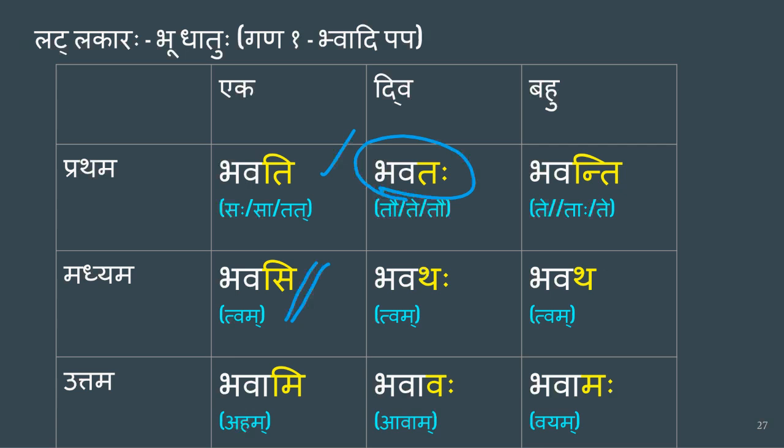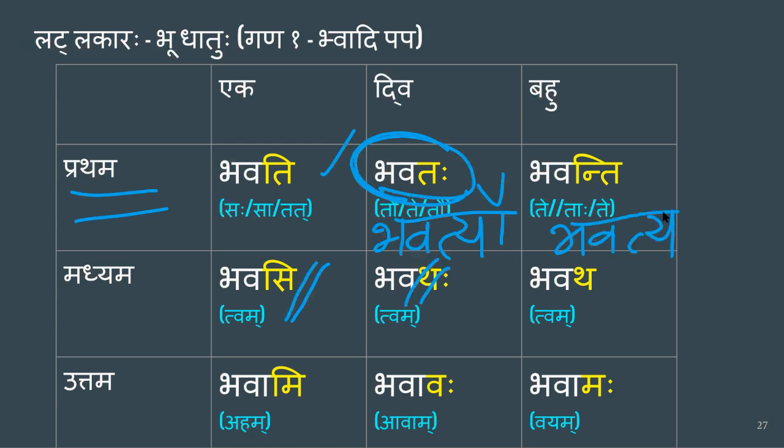What is the dvivachanam of Nadi? That is Nadyau. Bhavatyau Gacchataha, not Gacchata. For Bhavati and Bhavan, only Prathama Purusha is used. Bhavatyau Gacchataha. Bhavatyaha Gacchanti.